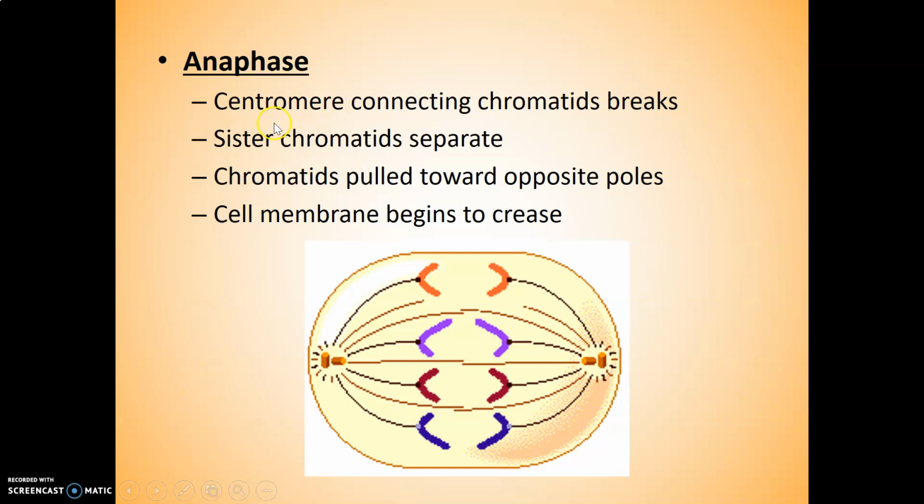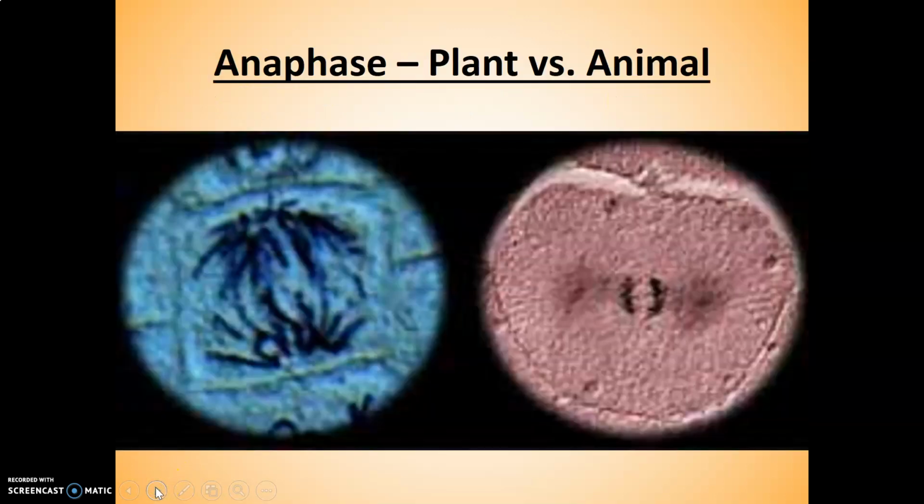Here we have anaphase, where the centromere containing chromatid breaks, and the sister chromatids separate and pull toward opposite poles, and then the cell membrane begins to crease. So here, they're pulling apart, A for apart, A for anaphase. Again, this is a diagram between the two, plant and animal.